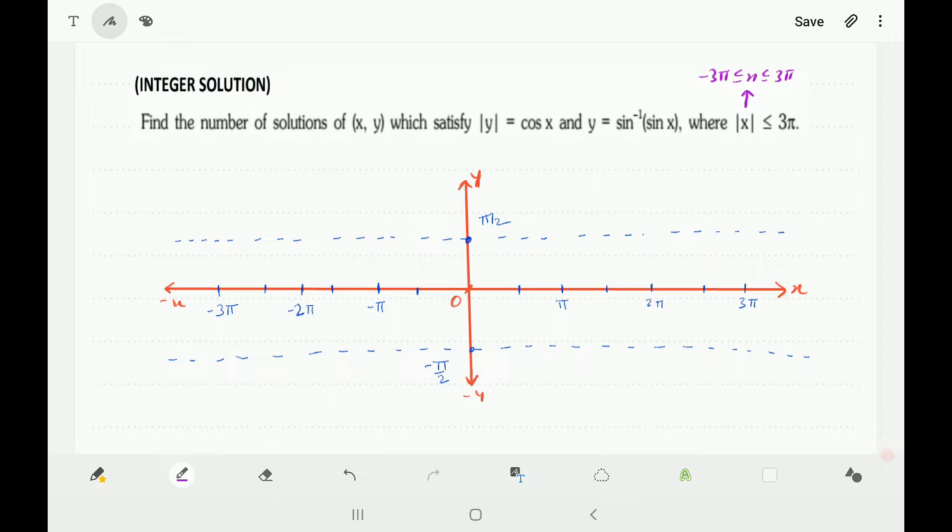So let's draw these two graphs and see the number of points of intersection, because the number of points of intersection will give us the number of solutions. So for sin inverse sin x, we already know that the principal value branch is minus pi by 2 to pi by 2.